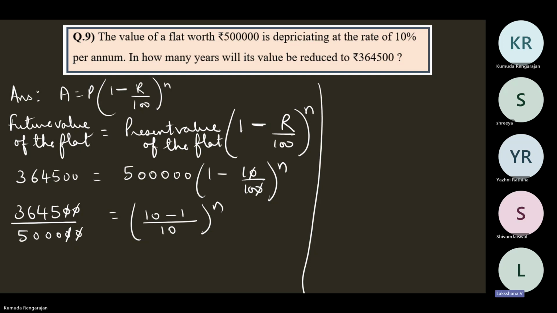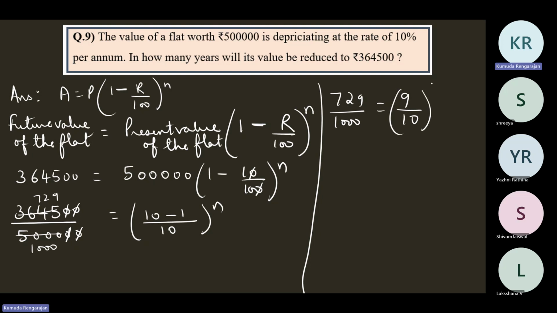Ma'am, I got it as 729 by 1000. Come again, Lakshana? 729 by 1000. Okay. So 729 by 1000 is equal to, what do we have here? 9 by 10, right? Because 10 minus 1 is 9, so 9 by 10 to the power n.